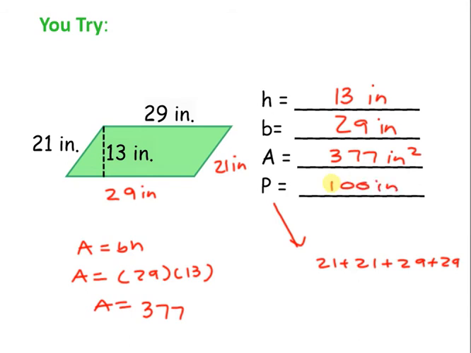All right, go ahead and hit pause if you're not done, and if you are done, let's go ahead and take a look. So our height is 13 inches. Remember, height is not slanted. It's from the tallest point to the lowest point, and it's straight. The base is 29 inches. Multiply those two together, you get 377 inches to the second power, and our perimeter is the outside, so we get rid of that 13 when we do the perimeter. The perimeter is 29 plus 21 plus 29 plus 21, which gives you 100 inches.